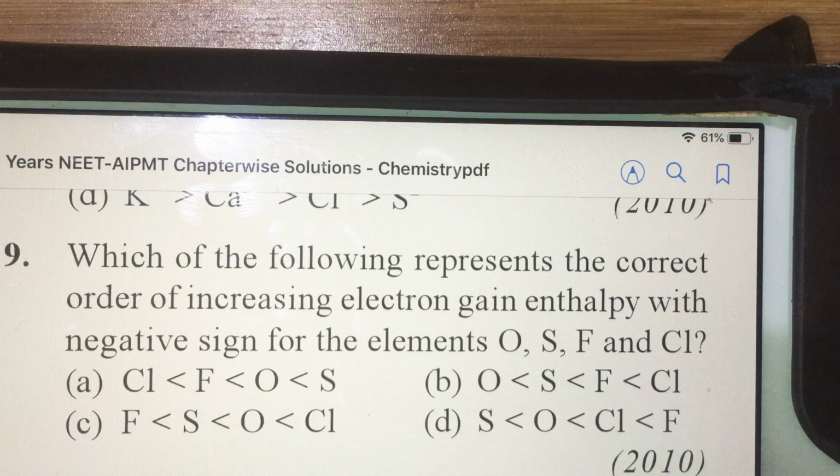Notice oxygen and fluorine, these atoms which are in the second period, their atomic radii are small. When you add an electron, the added electron is repelled by other electrons due to very proximity, due to small size. Hence their electron gain enthalpies will be less in magnitude.